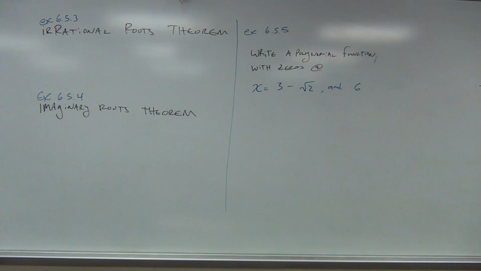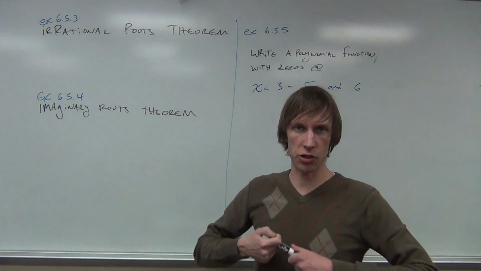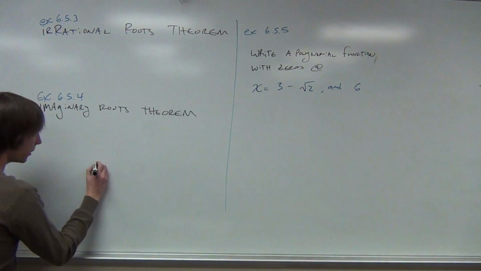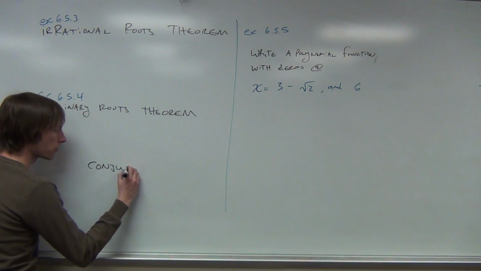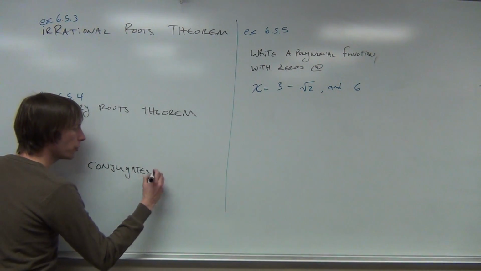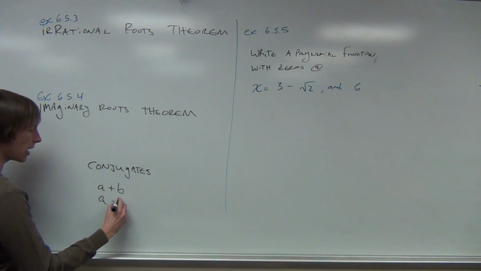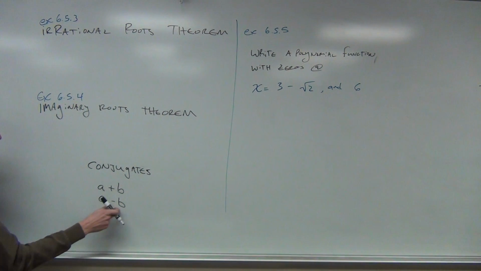In addition to the rational roots theorem are two others, the irrational roots theorem and the imaginary roots theorem. These allow us to find, if we know one imaginary root or one complex root, additional roots. The key word here is conjugates. What conjugates are, they're not opposites. Basically you have A plus B, and you would have, not the opposite, but A minus B.